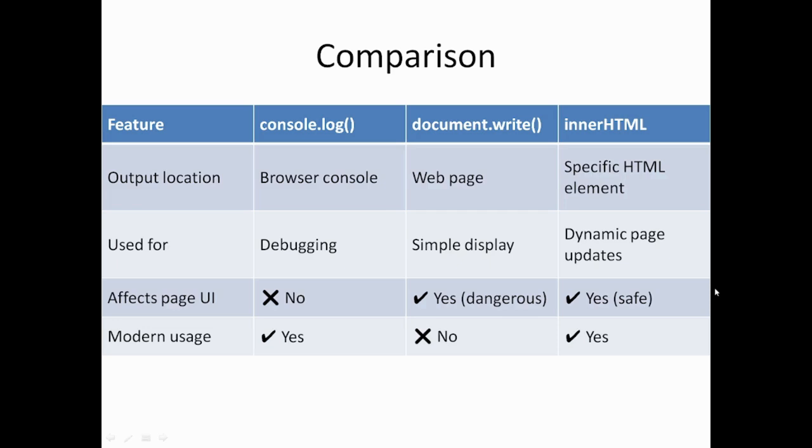So console.log is for the browser console, document.write is for the web page, and innerHTML is for a specific HTML element. All of those are used for dynamic web page updates.